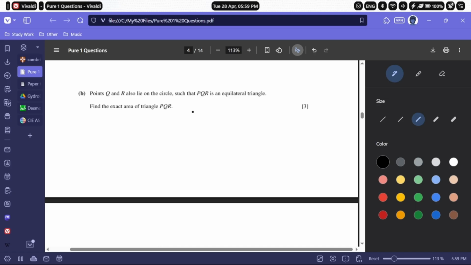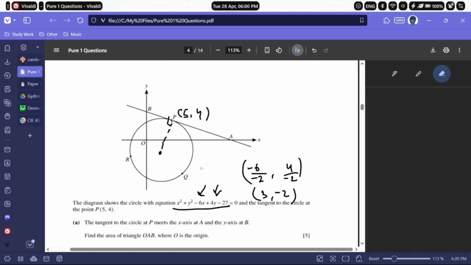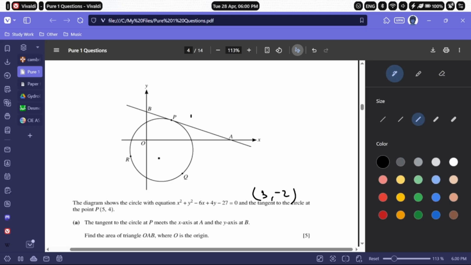Now, points Q and R also lie on the circle such that PQR is an equilateral triangle, and you have to find the area of that. So first of all, what are P, Q, and R? Your center is still 3 comma minus 2. It's better to sketch if possible because that can really help you out. This is your radius from C to P, C to R, and C to Q.